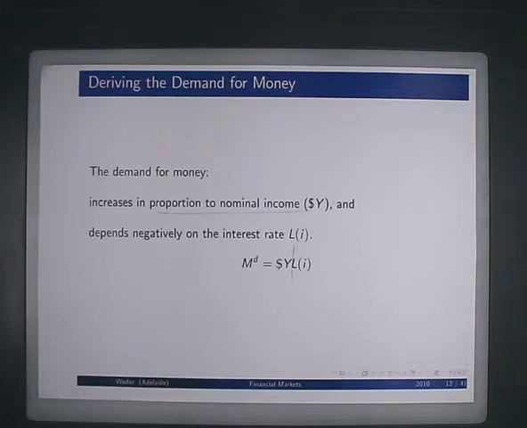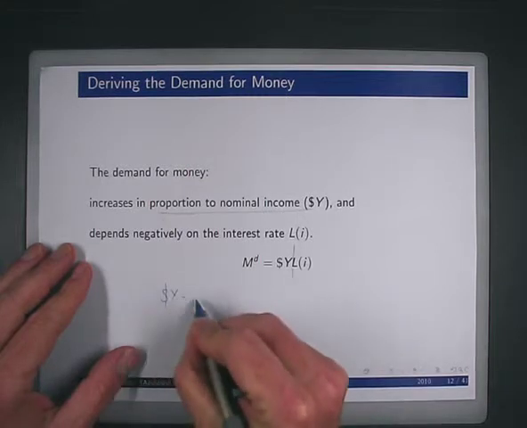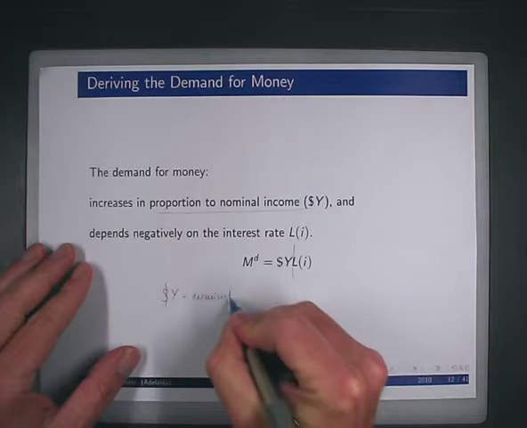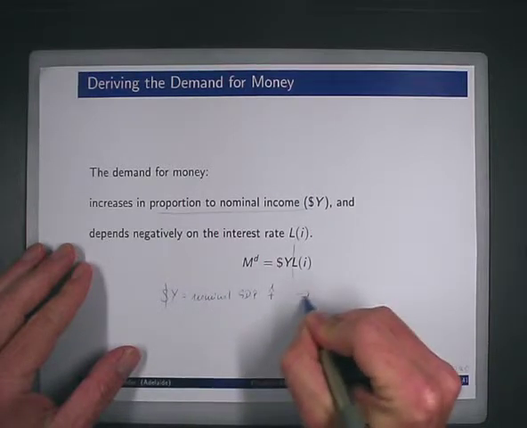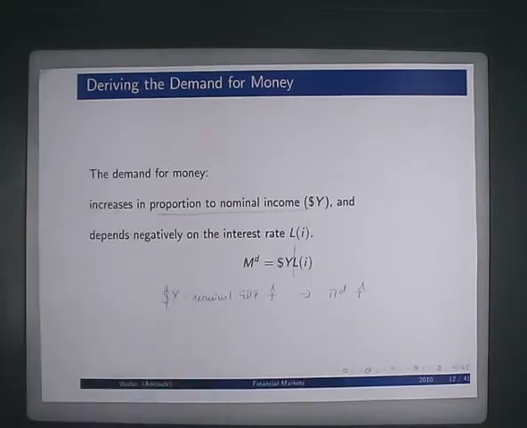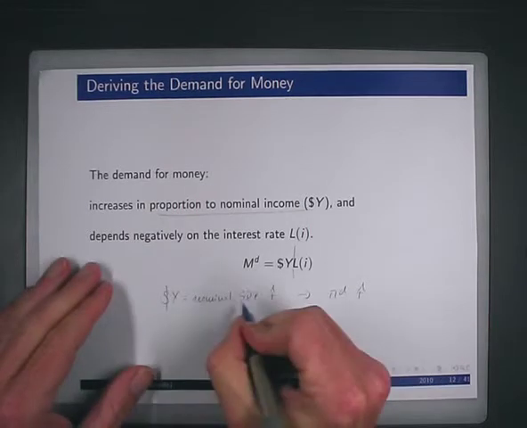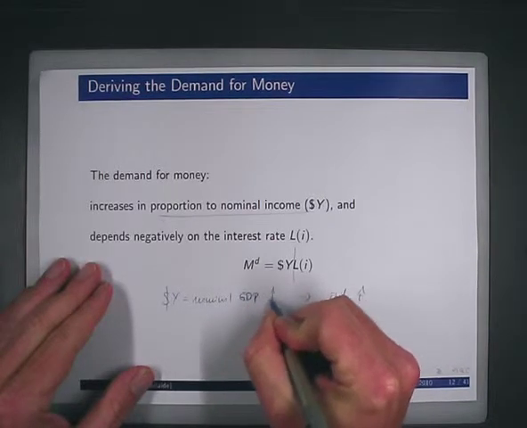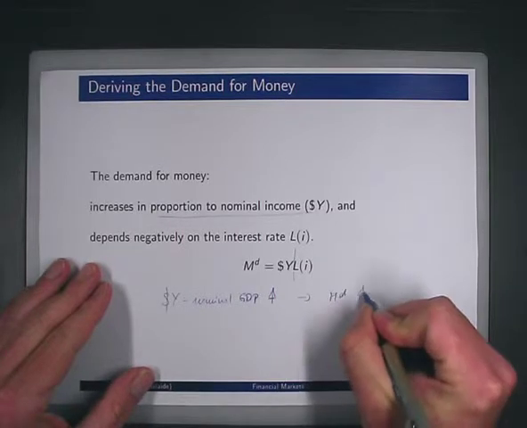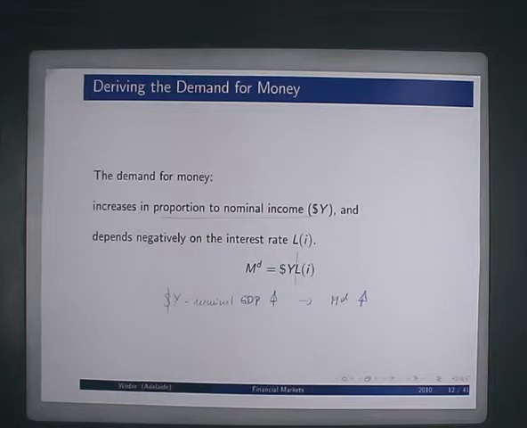So if nominal GDP goes up, then the demand for money goes up as well. Can you see it there? Okay, so if nominal GDP goes up, money demand will go up.